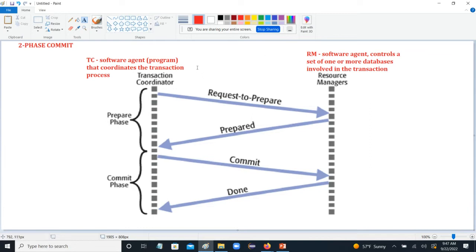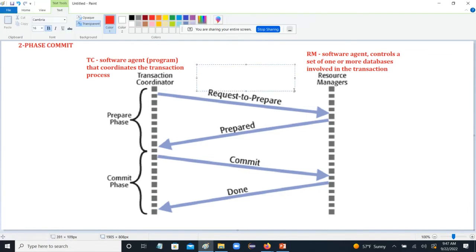Now, the first thing that happens is the request to prepare, right? So the TC tells the RMs to verify that their databases are ready to execute the transaction. Okay, that's what the transaction coordinator says. There's this transaction we're going to do. Make sure that all your hardware, your software, everything's ready to go for this.